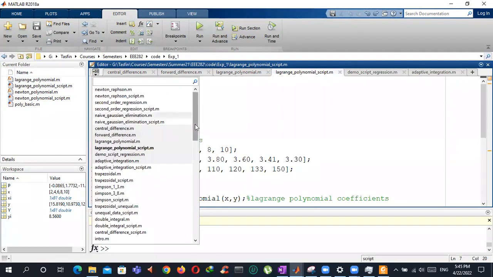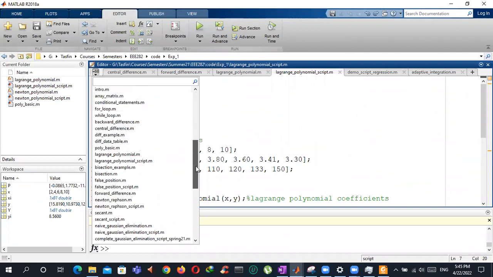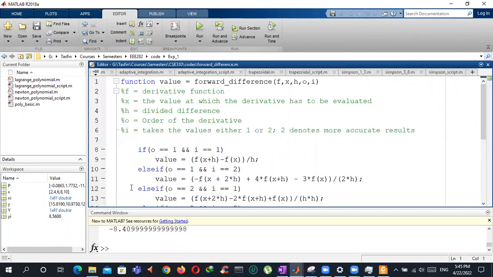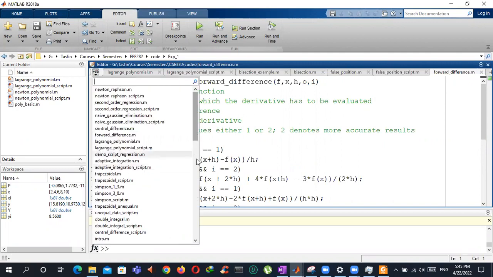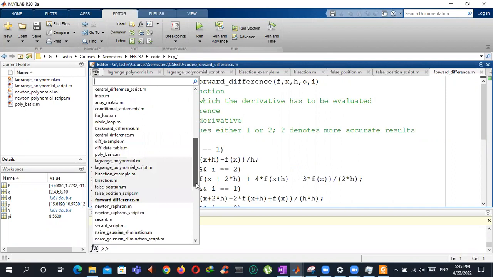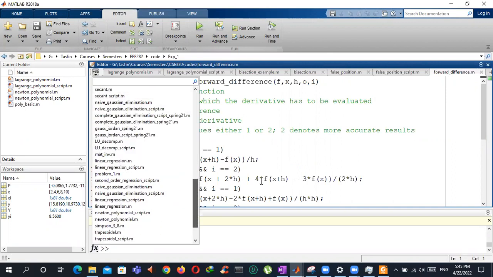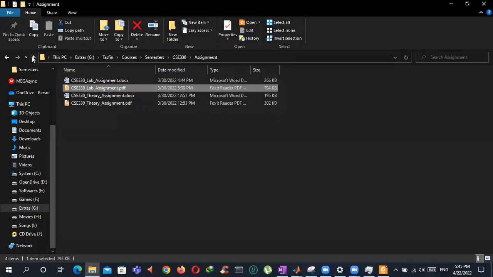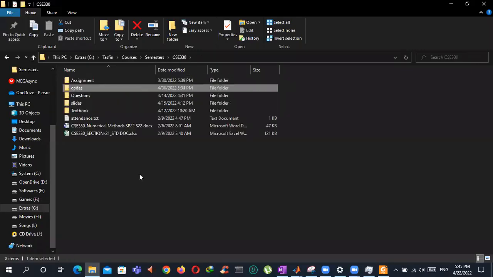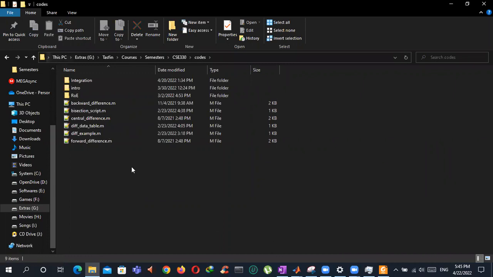Okay, so where was the script for the differentiation? Forward difference dot m. Okay, I'm giving you another hint. Okay, let's find the code from here. Integration, backward, forward.